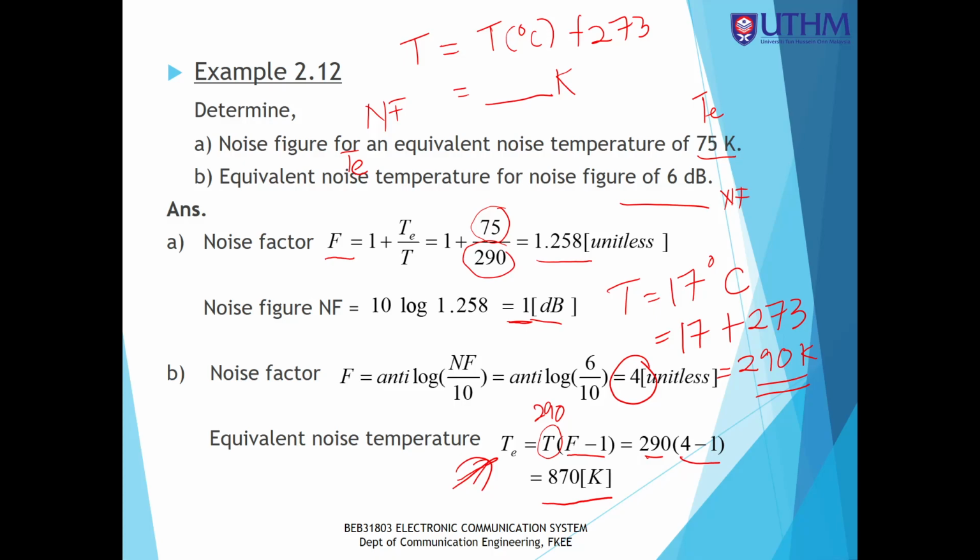Okay, don't use Celsius. Normally in the question we give you in terms of Celsius. We want to test you, so you need to change it into Kelvin and then you do the calculations. All calculations of the temperature parameter must be in terms of Kelvin. You don't use Celsius. Tidak boleh menggunakan Celsius.